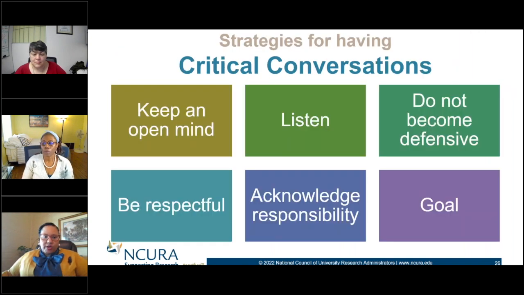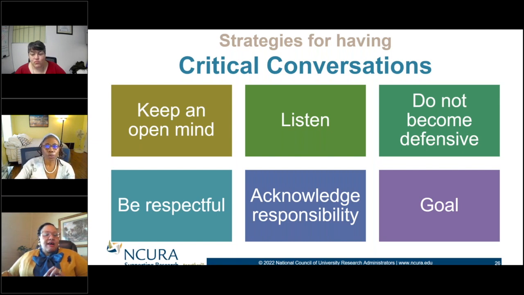Otherwise, it's not going to work. So keep an open mind and be willing to give as well as to receive. Because critical conversations, it's an opportunity for everyone to learn. So some strategies here. Before facilitating or engaging in critical conversation, one must have a moderate to high level of emotional intelligence. So if you're easily offended, the conversation space may not be a good place for you.